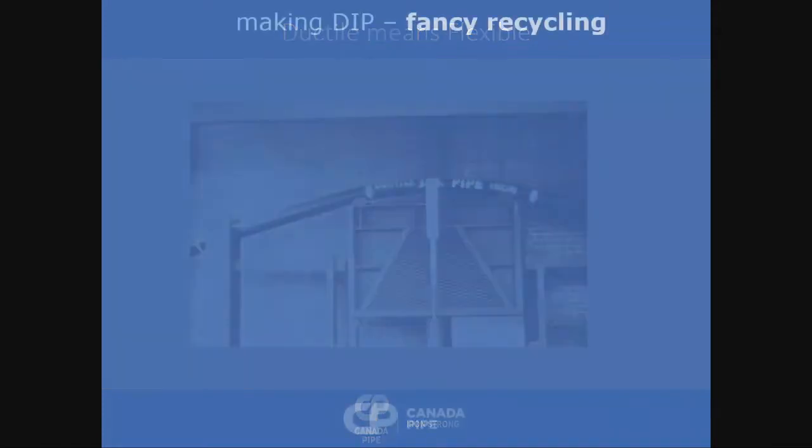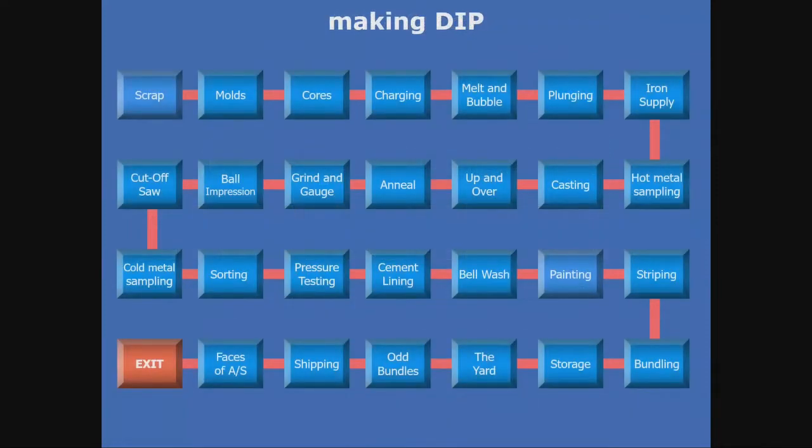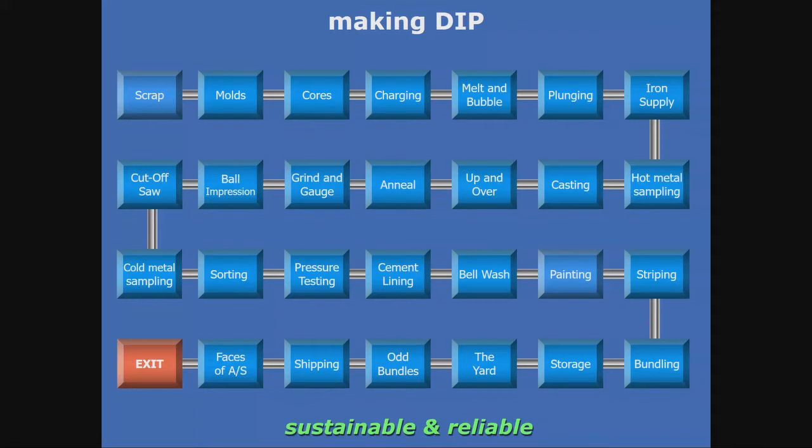So what are we doing when we're making ductile iron pipe? Well, technically, we're really just fancy recycling. And I'm going to show you a process for that. Here's what the process is. It all follows this path. And this is all going to be important later on in the presentation, where we talk about corrosion, hydraulics, and seismic capabilities. All these things, we are adding energy into this raw material. We are energizing raw material. So we are recycling raw material, and you're going to actually see the process of it.